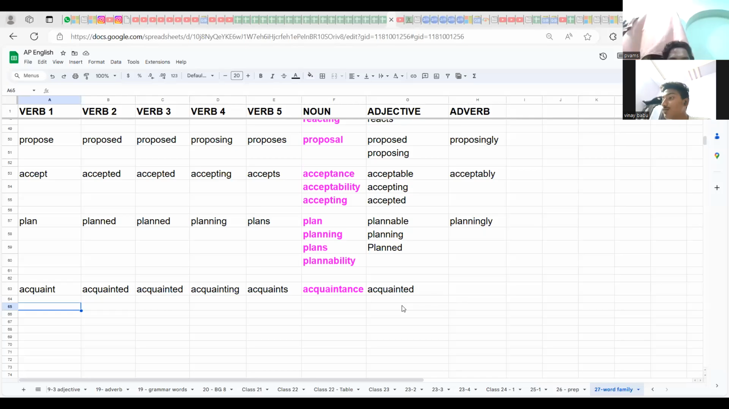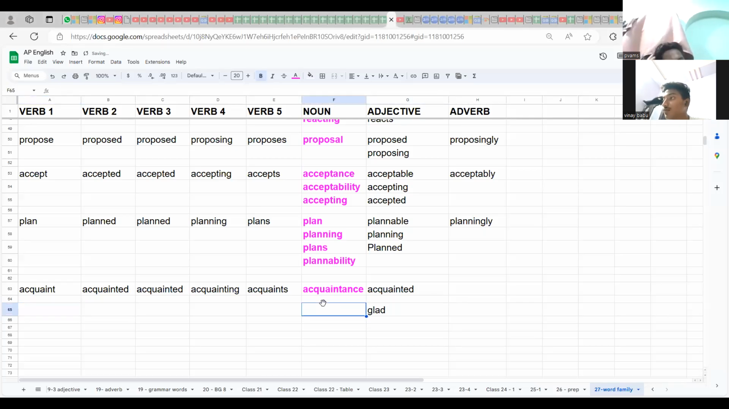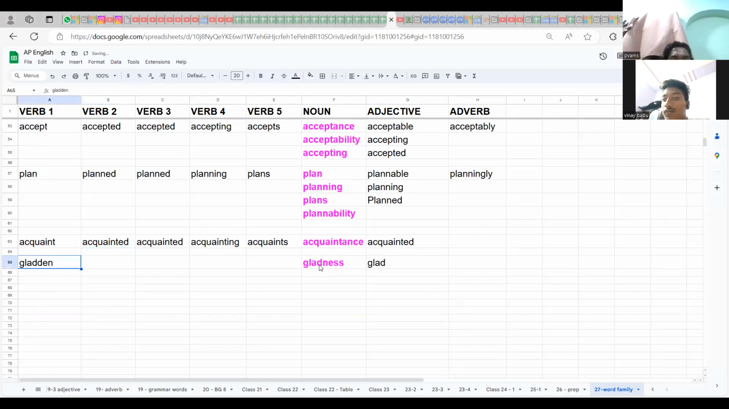Look at that, glad. So whenever you have glad here, look at the glad. I'm glad. Gladness. This is a different one, gladden. I'm gladdened to see this. So look at this. These three words alone I will be writing so that from here you can expand it. That's not a big deal. Glad, right?